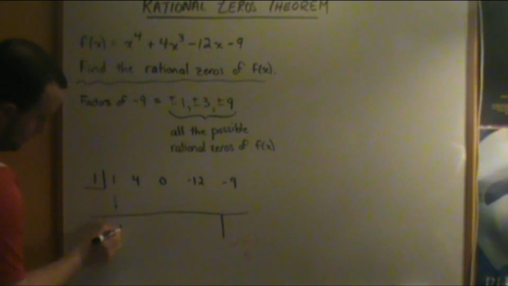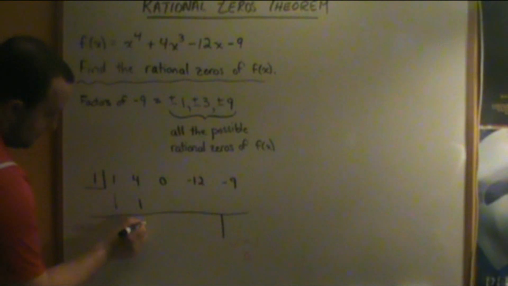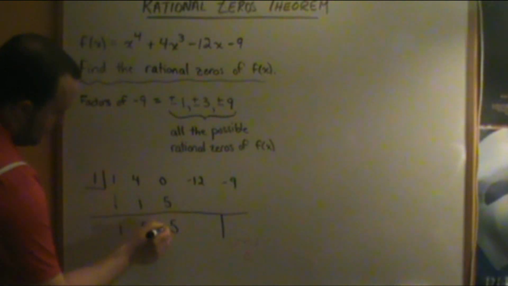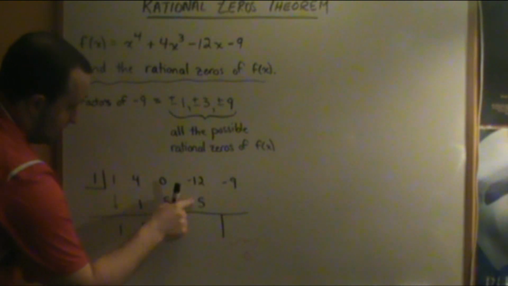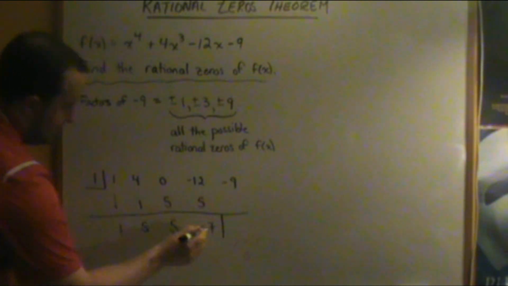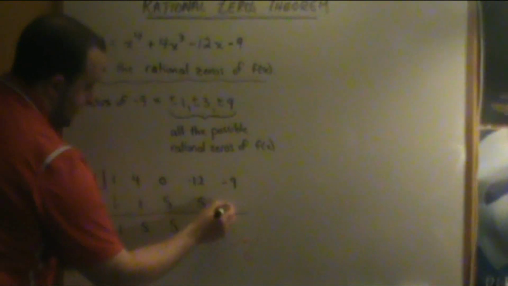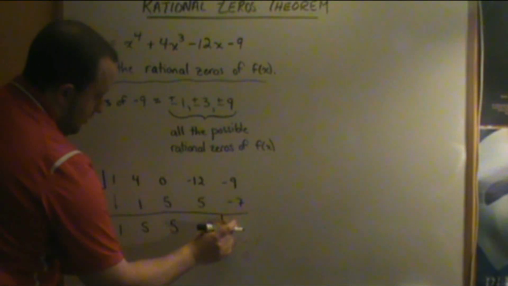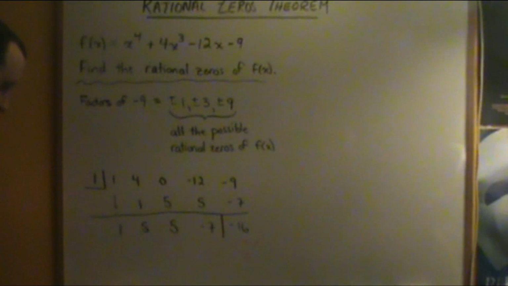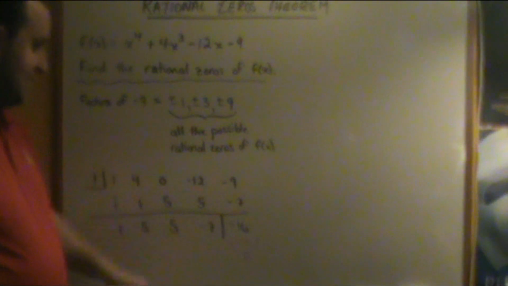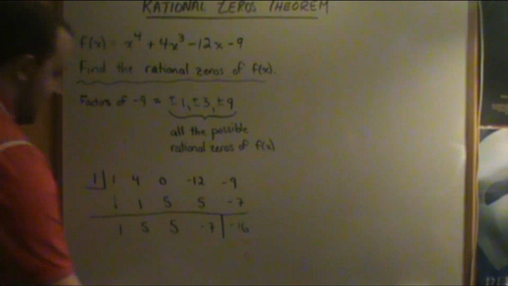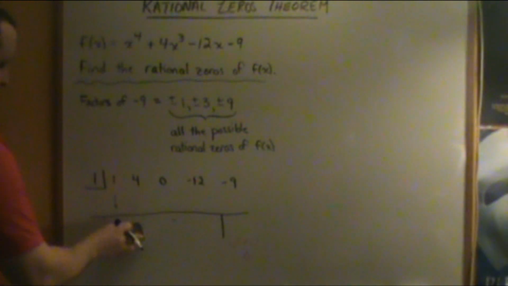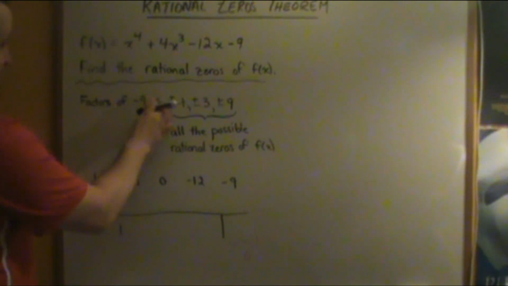Let's bring the 1 down. 1 times 1 is 1, 4 plus 1 is 5. 1 times 5 is 5, 0 plus 5 is 5, 1 times 5 is 5, negative 12 plus 5 is negative 7, positive 1 times negative 7 is negative 7, add the last two up, negative 9 and negative 7, and you get negative 16. Unfortunately, that remainder is not 0, so positive 1 is not a factor. Let's test out negative 1 now. Let's go down the list. Positive 1, we did positive 1, let's do negative 1.